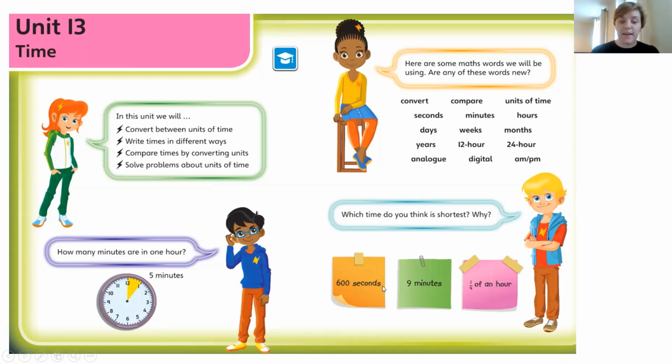So we have 10 minutes here, we have 9 minutes here, and 1/4 of an hour. Well, that is literally 1/4 of a full hour. We saw earlier that an hour was 60 minutes. So 1/4 of 60, well, half of 60 is 30, and half of 30 is 15. So 1/4 of an hour is 15 minutes. So we have 10 minutes, 9 minutes, 15 minutes. So 9 minutes is the shortest amount of time.